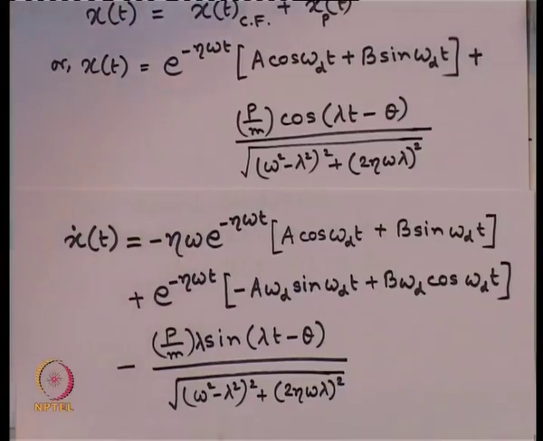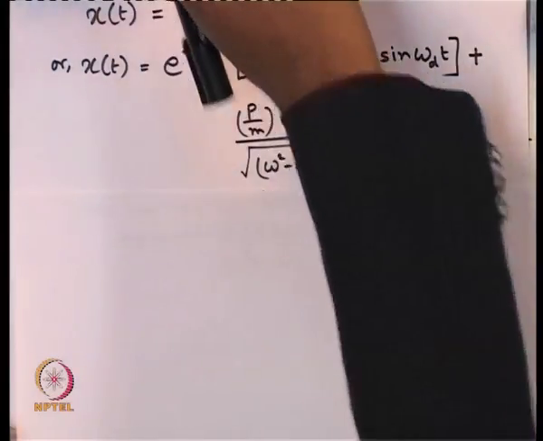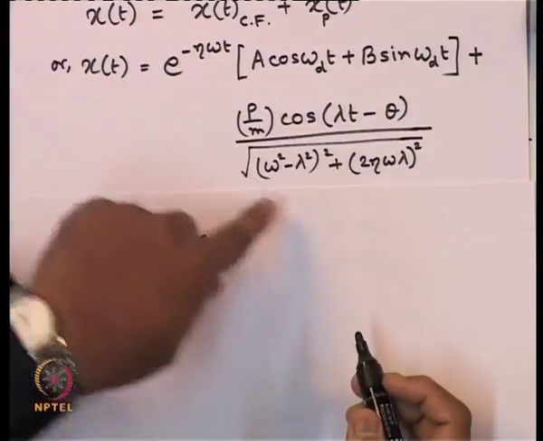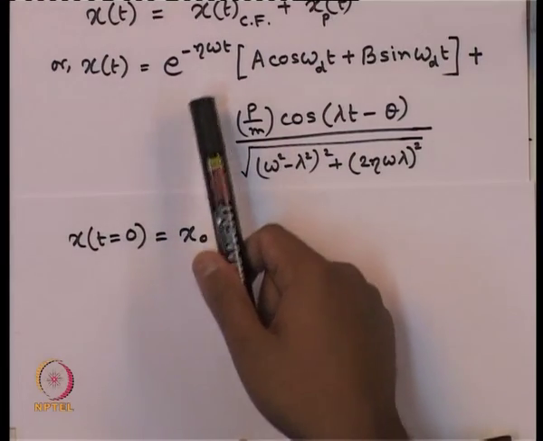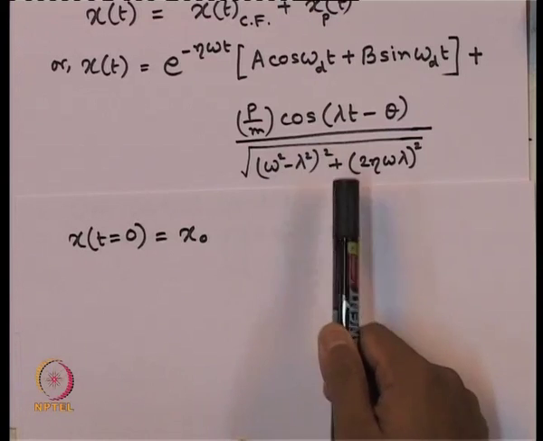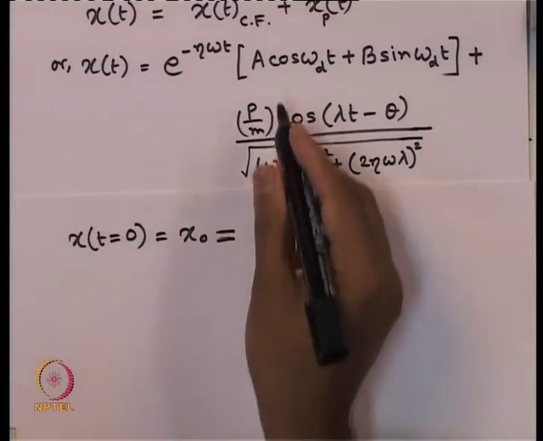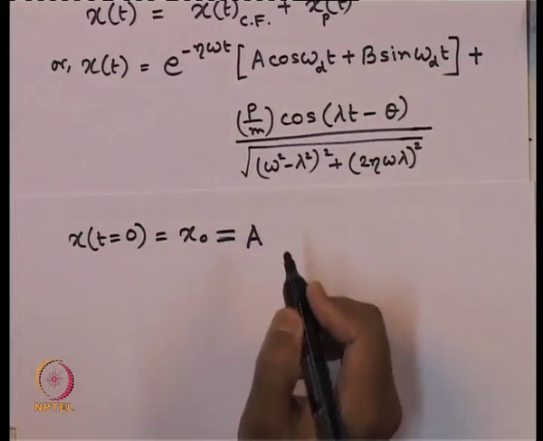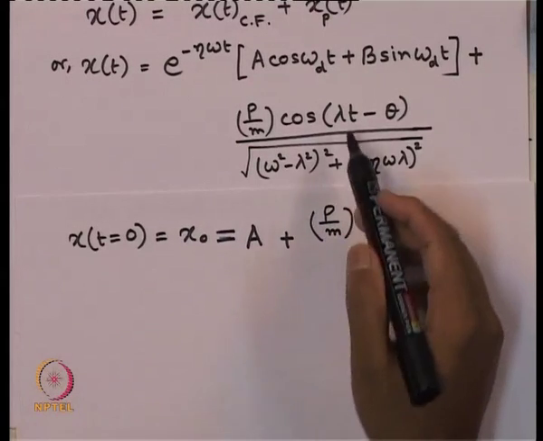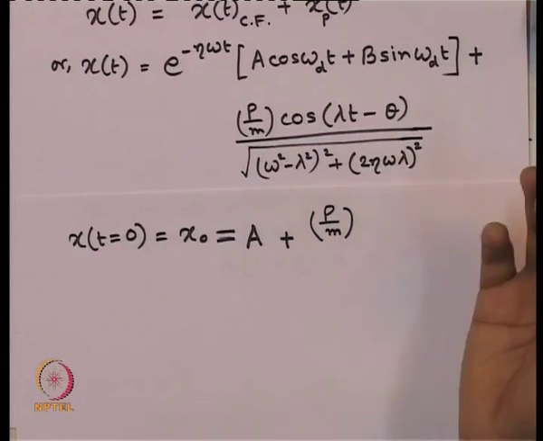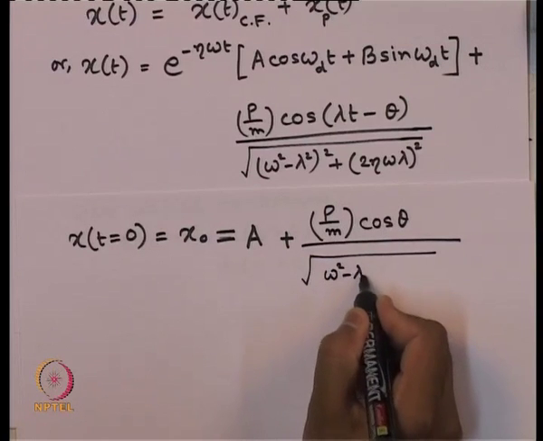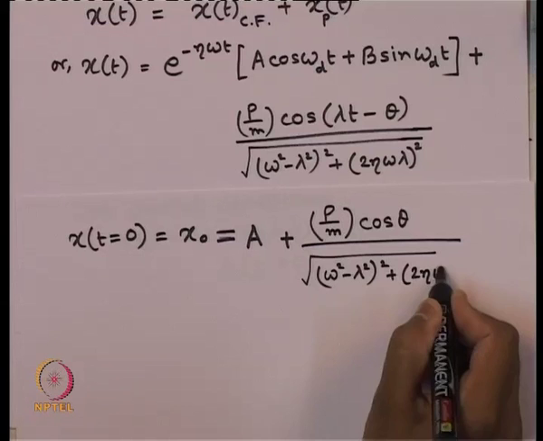Now, we are putting the initial conditions in these expressions. First, let us put for the displacement, that is x at t equals 0 is x naught. If we put t equals 0 in this expression for the displacement, what will we get? This becomes 1, the a term vanishes, and here this term remains. So, this will be equals to, from the first term we are getting a, and from the second one we are getting p by m, t we are putting 0, so cosine of minus theta is cos theta, so cos theta by root over omega square minus lambda square whole square plus 2 eta omega lambda whole square.